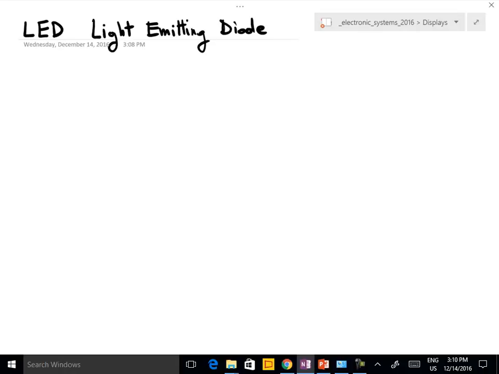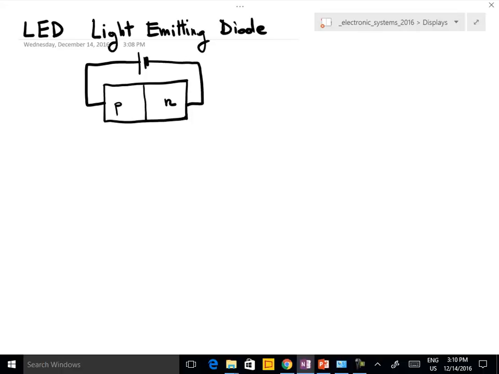And essentially a light emitting diode is a diode. Okay? It is a diode that has the specific property of emitting light when it is in the on state. Okay, let me just describe what the process is. You know the operation of a p-n junction, when a p-n junction is biased in the on state.